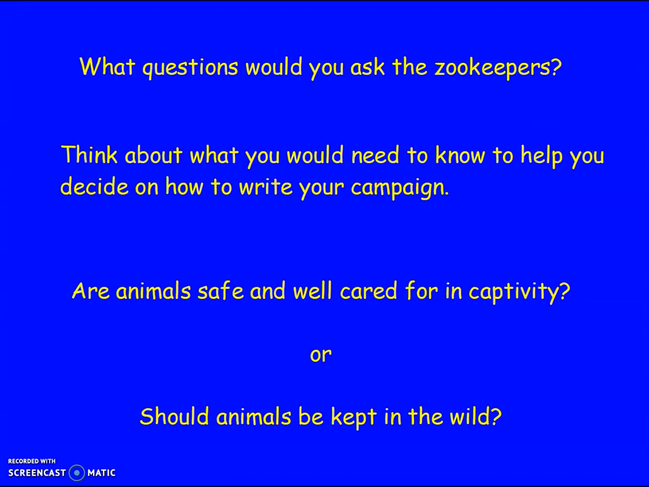So in your book today, you're going to write down some questions that you would ask the zookeepers. Okay, think about what you would need to know to help you decide on how to write your campaign. Do you think you're going to write about animals being safe and well cared for in captivity? Are you happy that animals are kept in zoos and safari parks and not their natural habitat? Or do you think animals should be kept in the wild and not be kept in zoos in cages? What are your thoughts? What questions could you ask the zookeeper to find out more before you make your decision? Have a little think about some questions you want to ask.